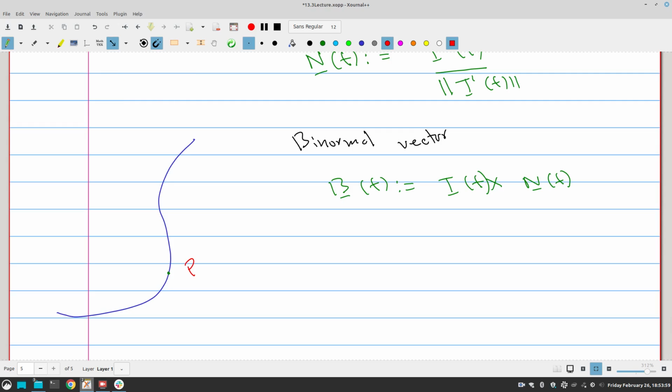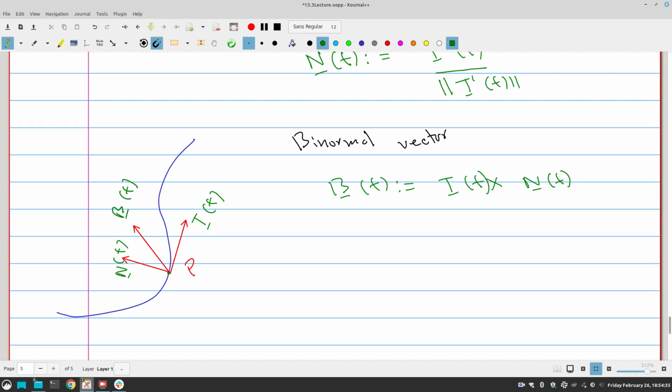Let's draw an arrow for the tangent vector. Let's draw an arrow for the normal vector. And the vector that's perpendicular to both is what's known as the binormal vector. Right, so you have the tangent, normal, and the binormal vector at the point t.